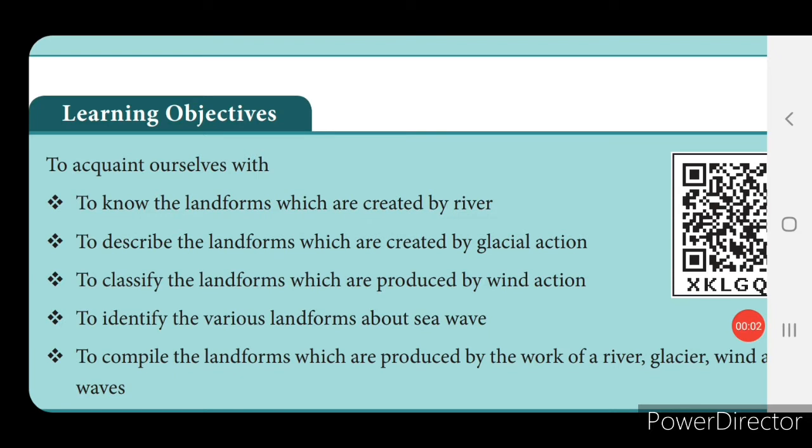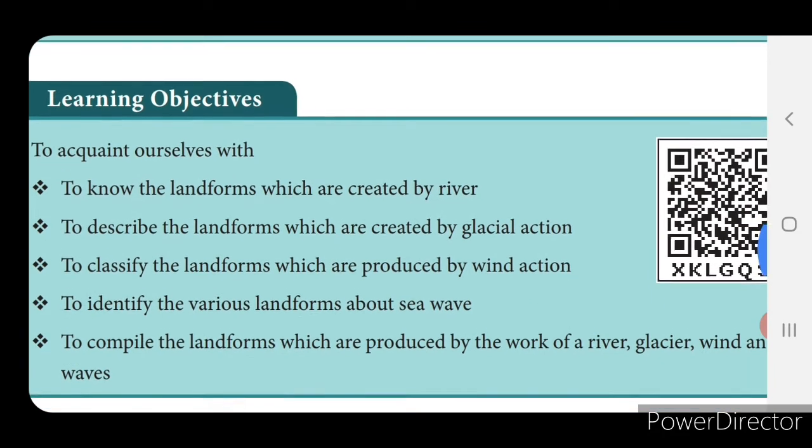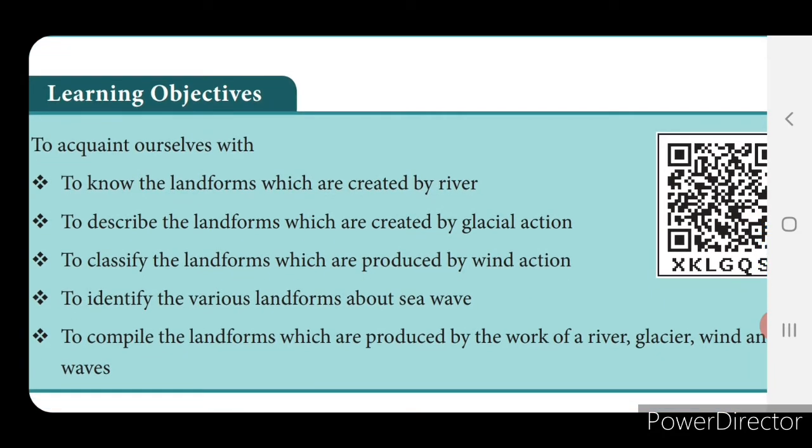First we will see the learning objectives. First, to know the landforms which are created by river, to describe the landforms which are created by glacial action, to classify the landforms which are produced by wind action, to identify the various landforms made by sea waves, to compile the landforms which are produced by the work of a river, glacier, wind and waves.